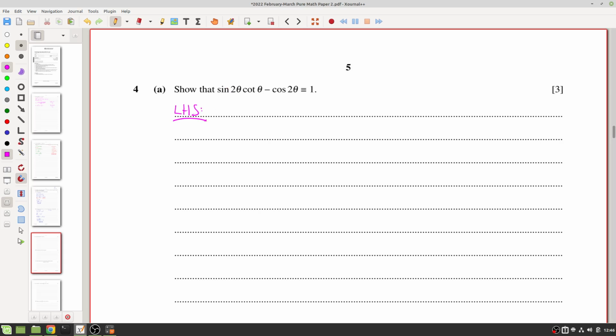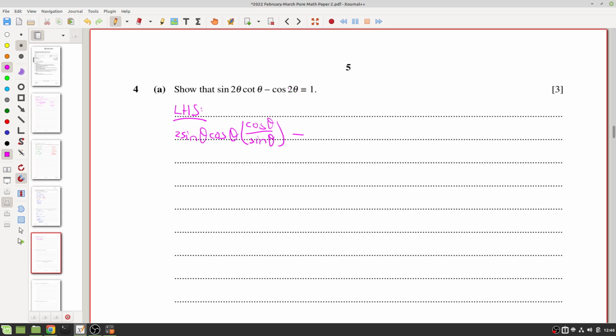So sine 2 theta, from our double angle identity, we know that is the same as 2 sine theta cos theta. And then we multiply it with cot theta, which is the opposite of tan. Tan was sine over cos, so cot is cos over sine. So cos theta over sine theta minus cos 2 theta. So cos 2 theta, we've got three different ways we can rewrite that.